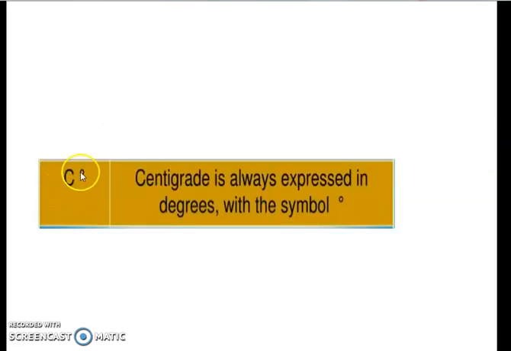This is the symbol of this scale, C, and one small zero is on that. We read it as degree centigrade. So centigrade is always expressed in degrees with this symbol as shown. Whenever you see this symbol of centigrade, you will read it as centigrade, C with one small zero. The small zero represents the degree.